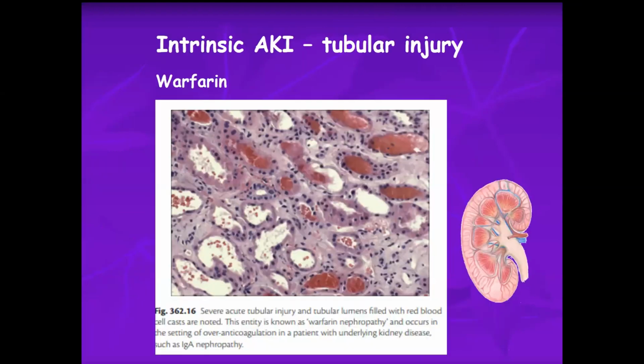So this photograph shows you a patient who is on warfarin. Obviously, you can see the glomerular hemorrhage. So it's known as warfarin nephropathy, and it occurs in the setting of over-anticoagulation in a patient with underlying kidney disease, such as IgA nephropathy.